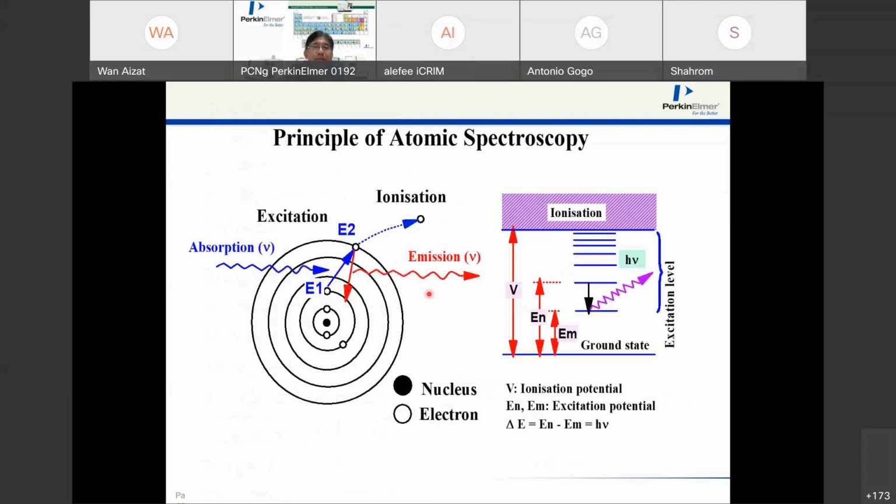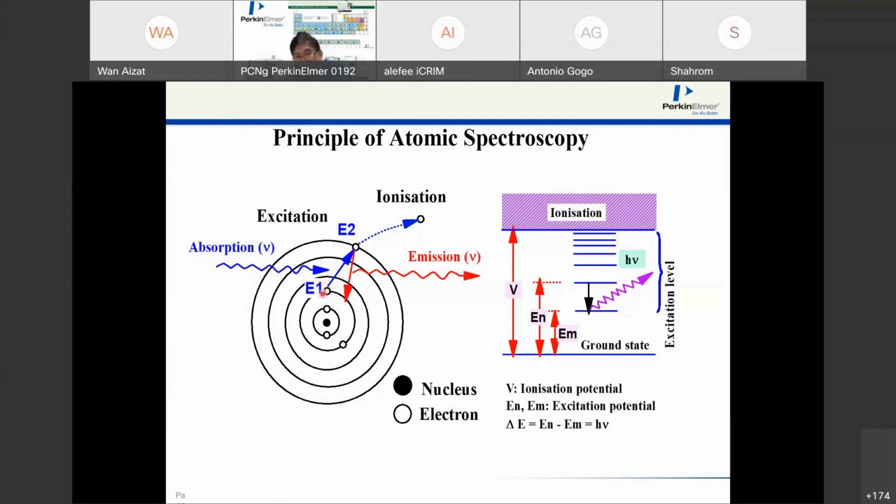This is the principle of atomic spectroscopy. In the AAS, we are using flame, air acetylene, or nitrous oxide. Temperature about 2000 to 2800 degrees. In this case, the temperature is just enough to form ground state atoms. Lead becomes lead atom. Cadmium becomes cadmium atom. So it forms the ground state atom, not excited.